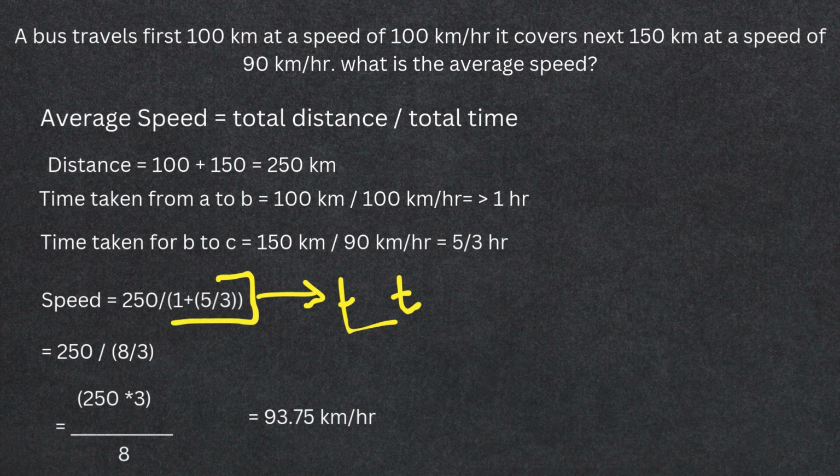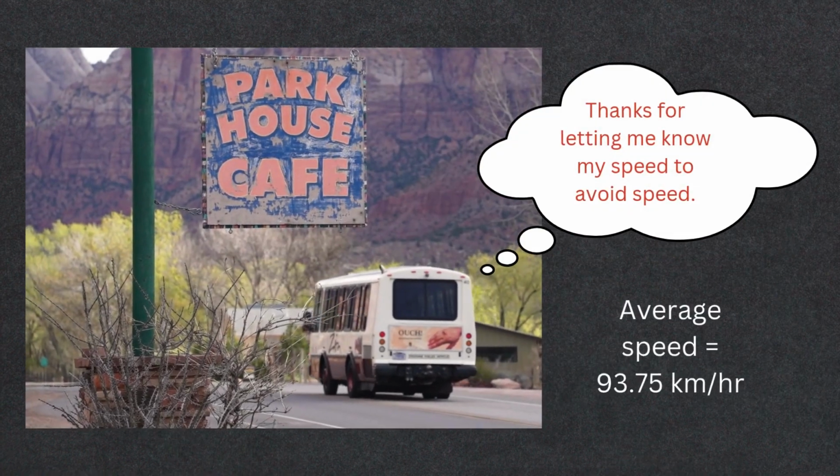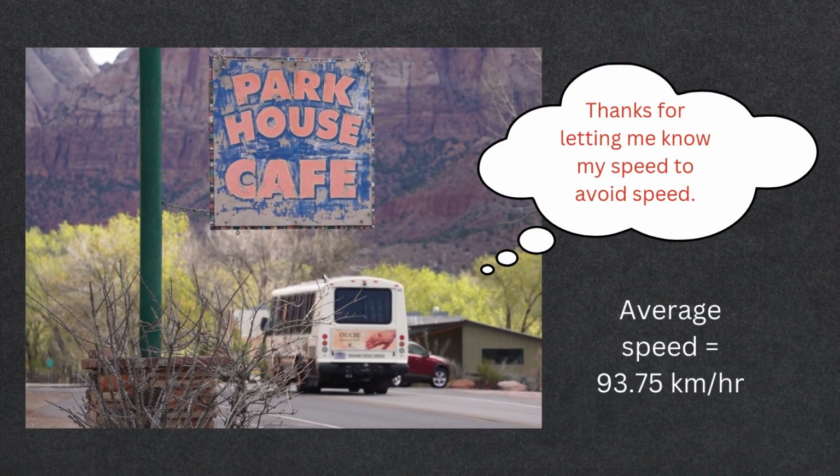So let's calculate average speed. Using the formula of average speed, as we discussed, total distance by total time, average speed is equal to 250 divided by the value we got for total time, 8 by 3. Since dividing by a fraction is the same as multiplying by its reciprocal, we get 250 into 3 by 8. The output is 750 by 8. By cancelling further, we get 93.75. Our final answer is: the average speed of the bus is 93.75.